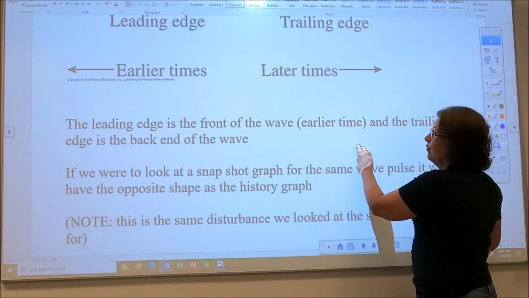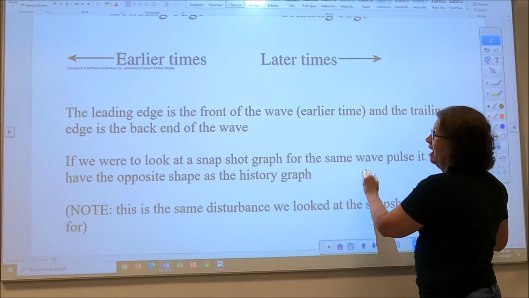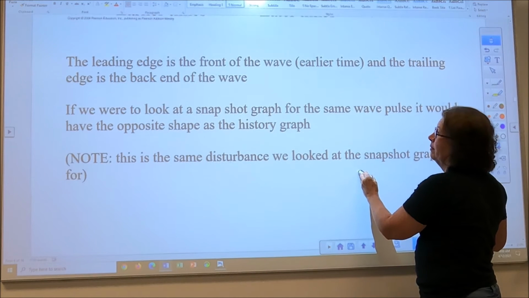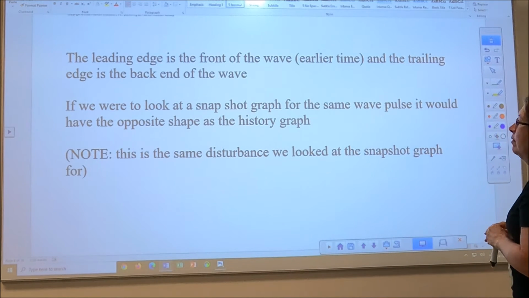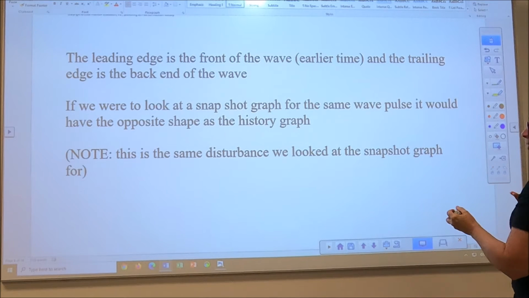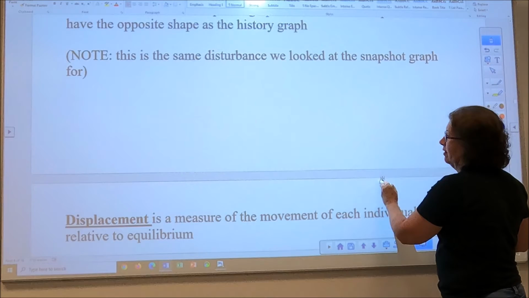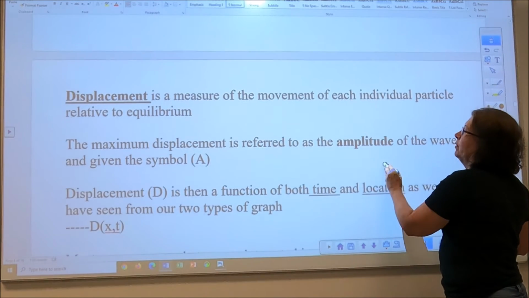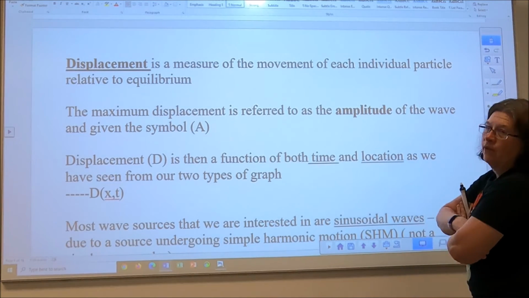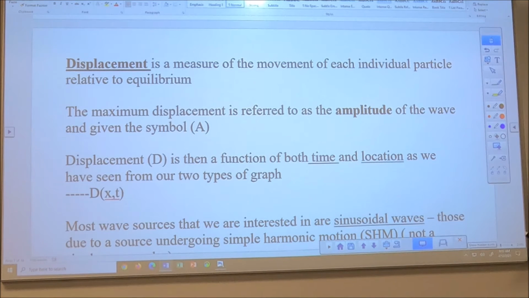The leading edge, the front edge, is earlier in time; the trailing edge is later in time. So they look different. They represent kind of the same wave, but in different ways. Now, anytime we're talking about a wave, we're going to talk about displacement. It's a measure of the movement of each individual particle relative to equilibrium. The maximum disturbance is referred to as the amplitude, and it's given the symbol A.